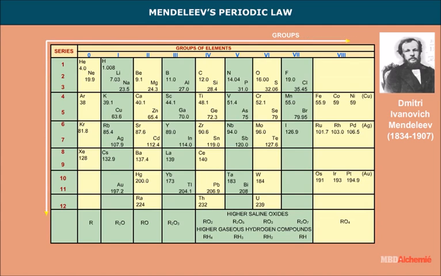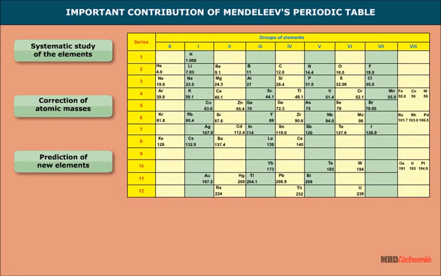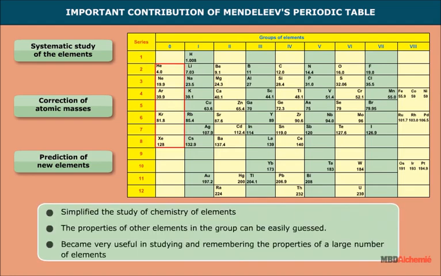Mendeleev's periodic table consists of 8 vertical columns called groups and 12 horizontal lines. Important contributions of Mendeleev's periodic table: systematic study of the elements. Simplified the study of the chemistry of elements. The properties of other elements in the group can be easily guessed. It became very useful in studying and remembering the properties of a large number of elements.